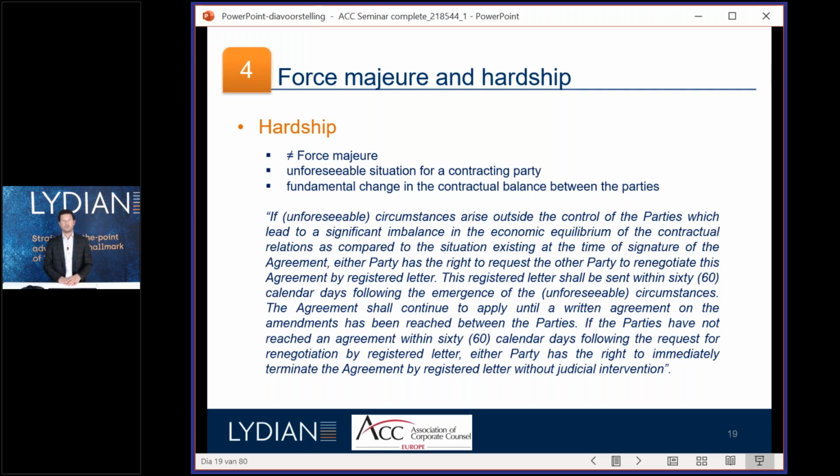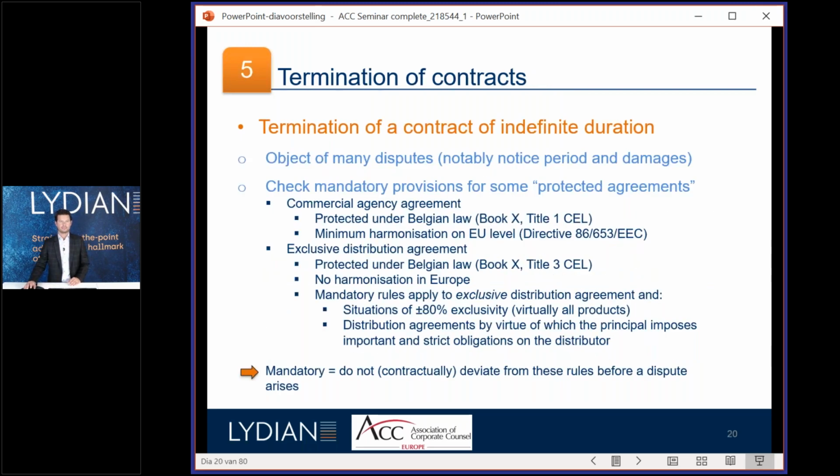And the purpose of the hardship clause is that the parties will negotiate again the terms and conditions of their agreement, while with force majeure, you can also terminate, or the agreement will be terminated, or a certain specific obligation, if the force majeure will consist or will not end very quickly.